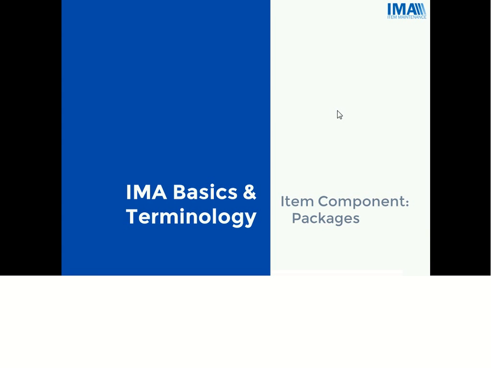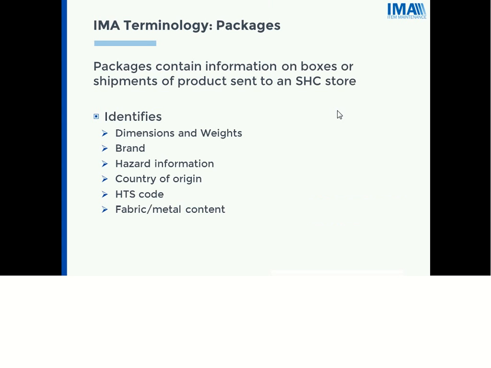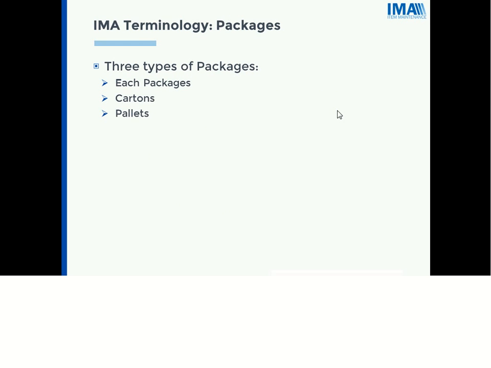Okay, we'll move on to packages then. Packages contain information on boxes or shipments of product sent to an SHC store. It can identify dimensions and weights, brand, hazard information, country of origin, HTS code, fabric and metal content. So a lot of the information in the package tab is owned by you, the vendor. Now there are 3 types of packages. You have each packages, you have cartons, and there's several types of cartons, and you have pallets.